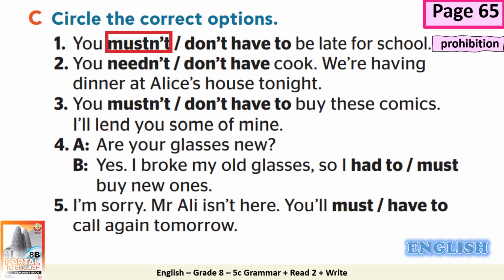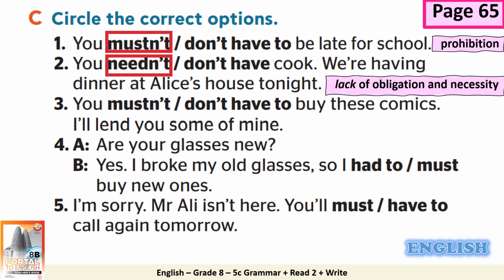Excellent. Good job. Now, number 2, you cook. We're having dinner at Alice's house tonight. You needn't cook. We are having dinner at Alice's house tonight. Here, needn't is used to express the lack of obligation and necessity.